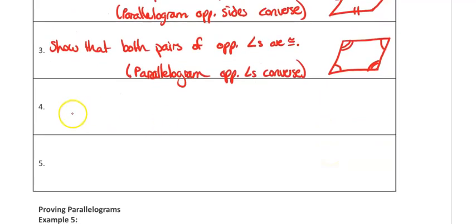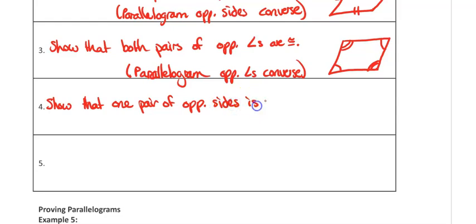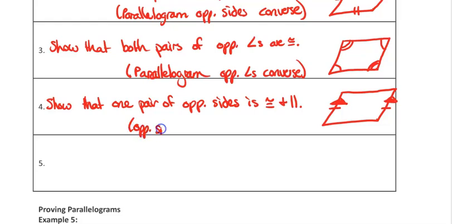All right, the fourth way you can show this is you can show that one pair of opposite sides, so just a single pair, is congruent and parallel. So it's a single pair, so they have to be congruent, meaning the same length, and that same pair has to be parallel. And if you do that, you're using the opposite sides parallel and congruent, and that's actually a theorem, not a converse.